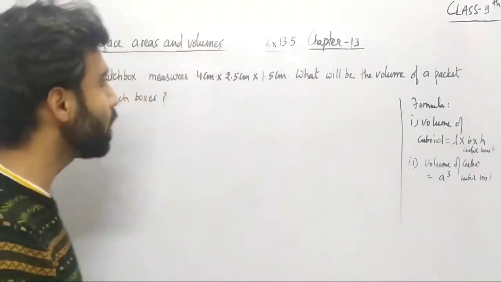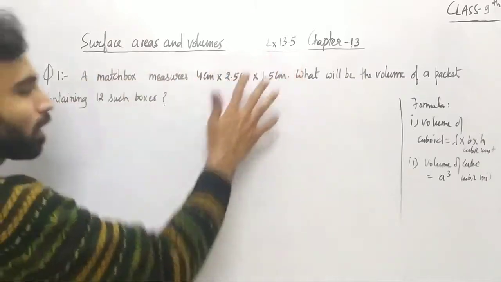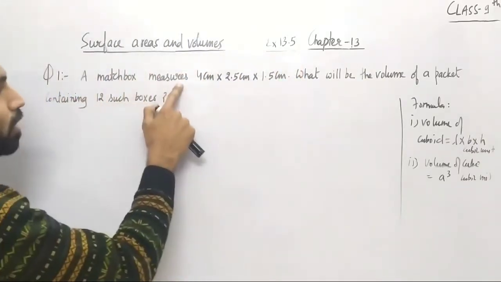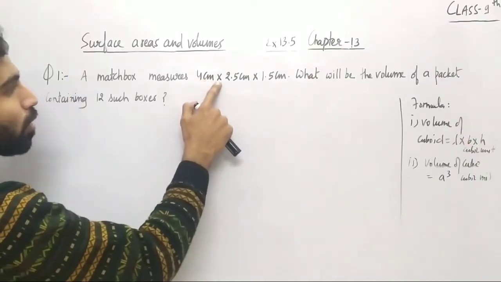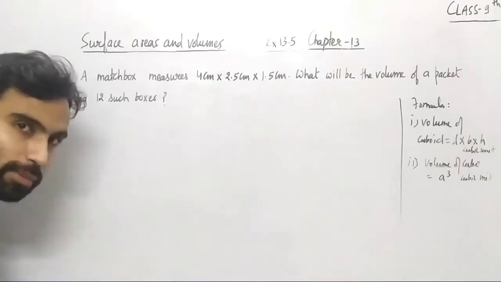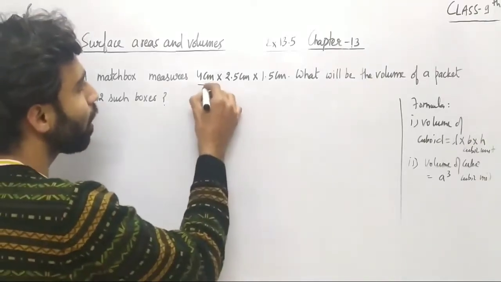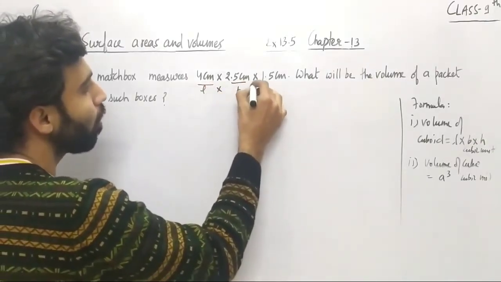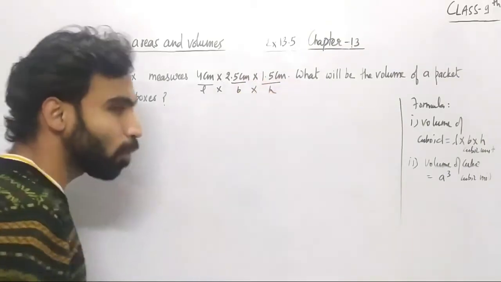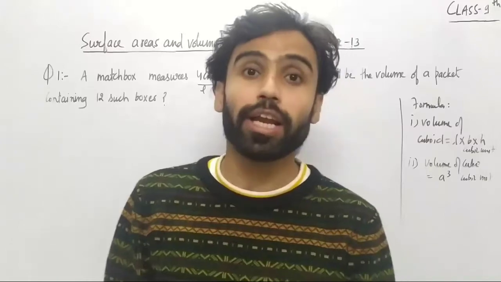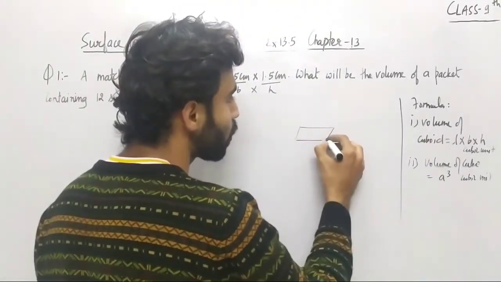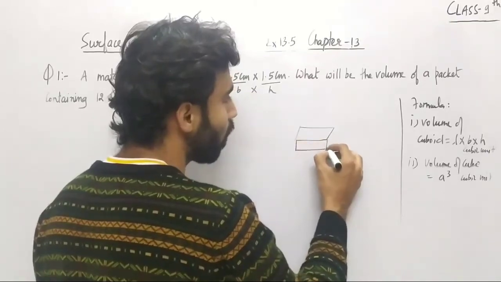Now let us see the first question of the exercise 13.5. A matchbox measures 4 centimeter into 2.5 centimeter into 1.5 centimeter, right? So यहाँ पे आपको length, breadth और height given है एक match box की, right? So if I just draw a figure of a match box, you can see that it is a cuboid, right?